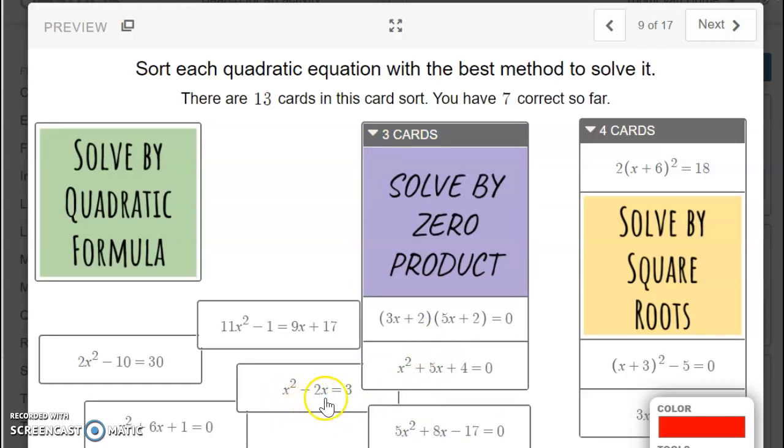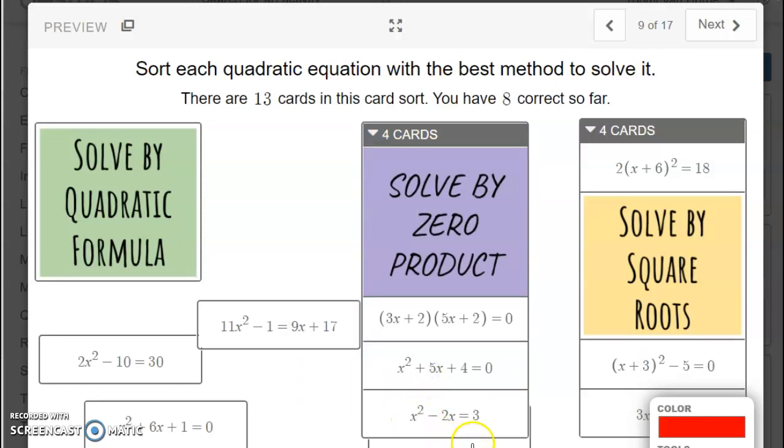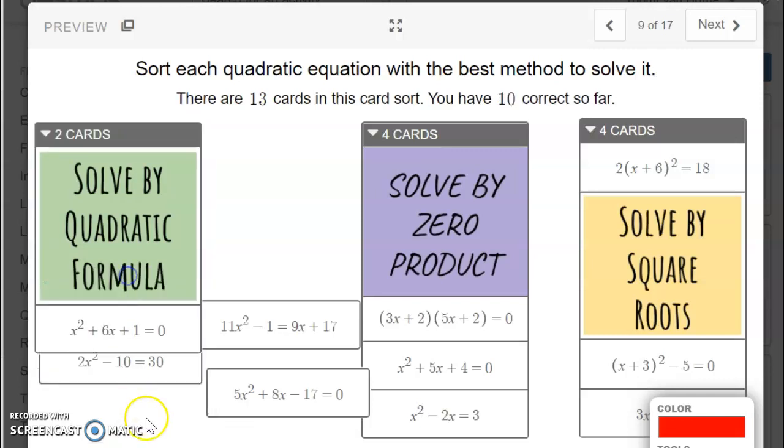x squared minus 2x minus 3 is equal to 0. Okay, so negative 3 and positive 1 would add to negative 2. So this is easily factorable, so I'm going to go with that. What about x squared plus 6x plus 1 is equal to 0? Is this equation factorable? No, it is not factorable, so that means it's going to be over here.